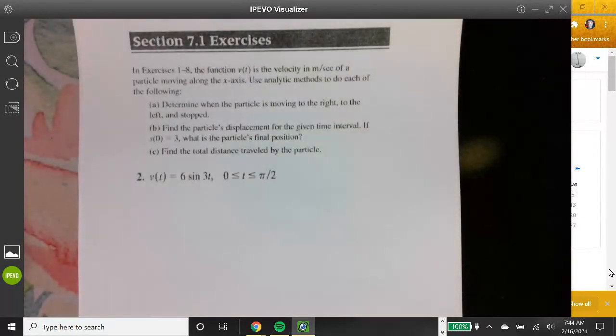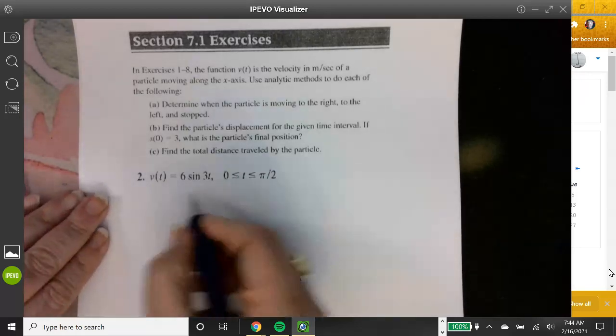All right, so I got this from your book, and the first one is, let's say we're given the velocity as 6 sine of 3t, and we're told it's between 0 and pi over 2. We're supposed to use analytic methods to determine when the particle is moving to the right, to the left, and stopped, which requires us to do a sign chart.